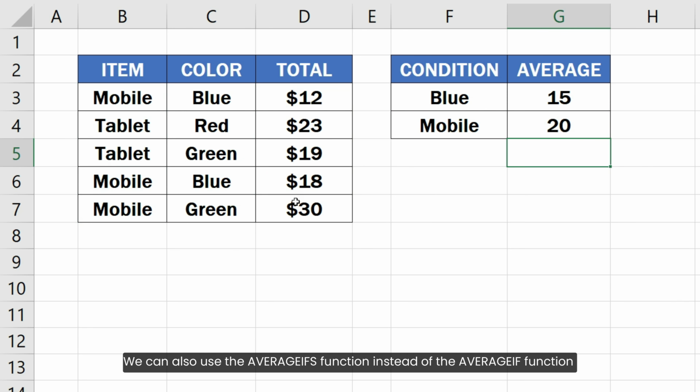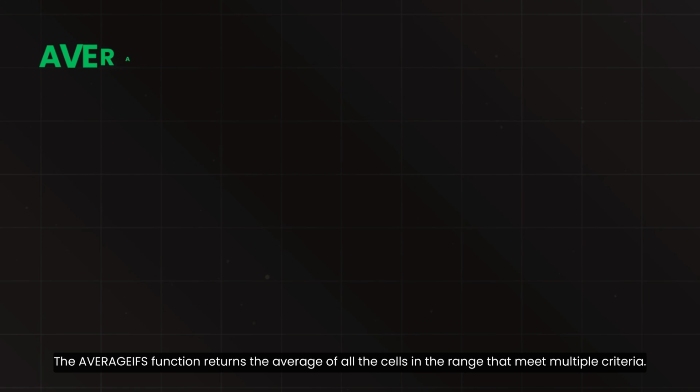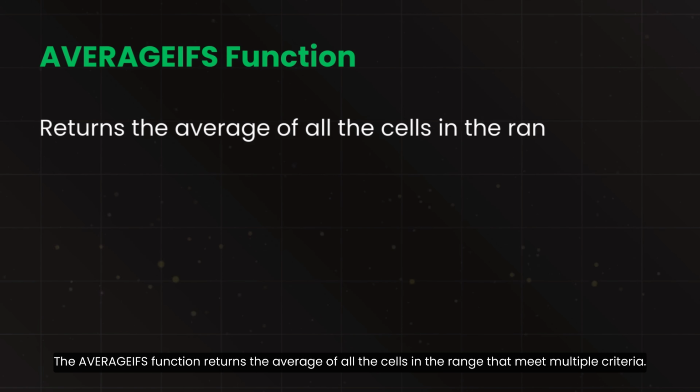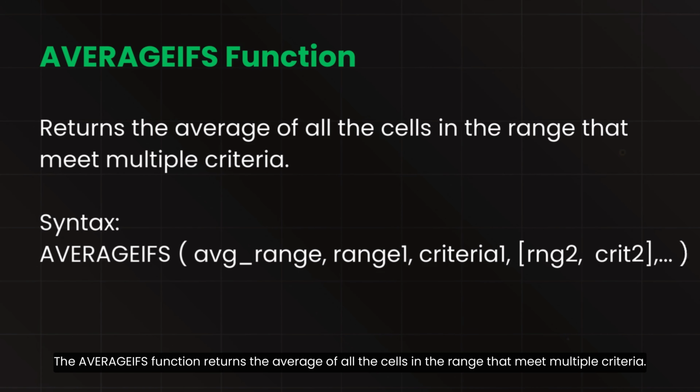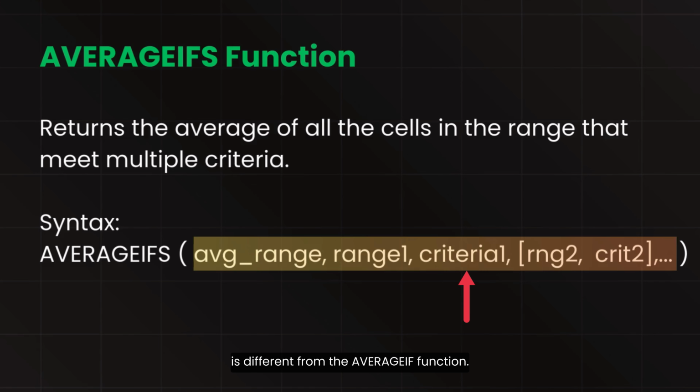We can also use the AVERAGEIFS function instead of the AVERAGEIF function to average numbers if the cell is equal to a value. The AVERAGEIFS function returns the average of all the cells in the range that meet multiple criteria. We can specify more than one pair of range and criteria arguments to this function. Please note that the order of the arguments of the AVERAGEIFS function is different from the AVERAGEIF function.